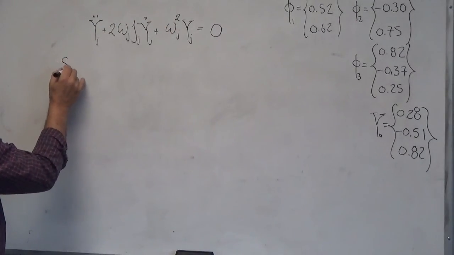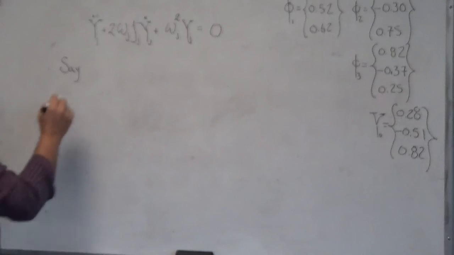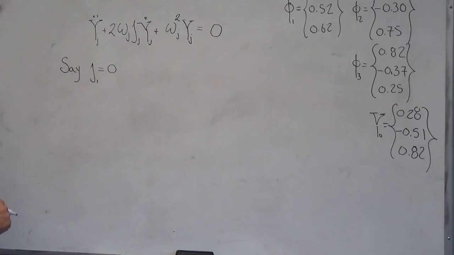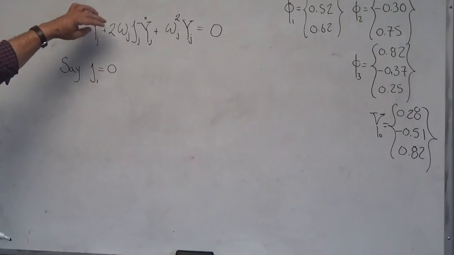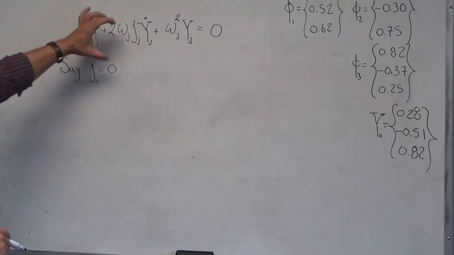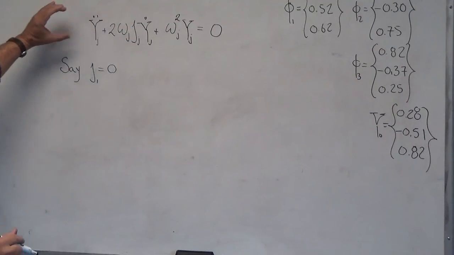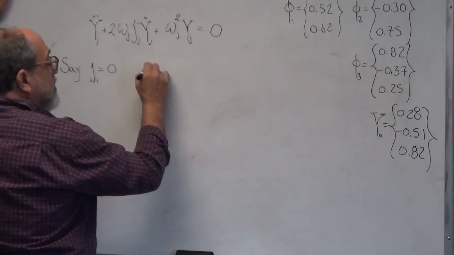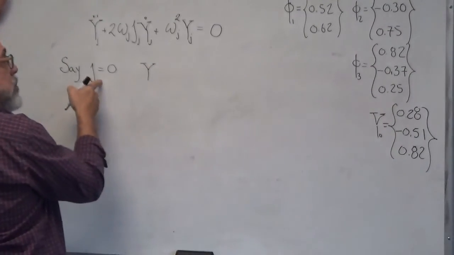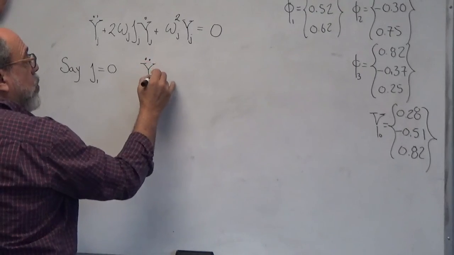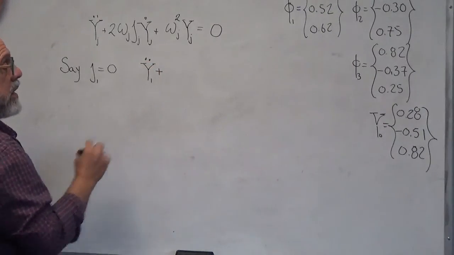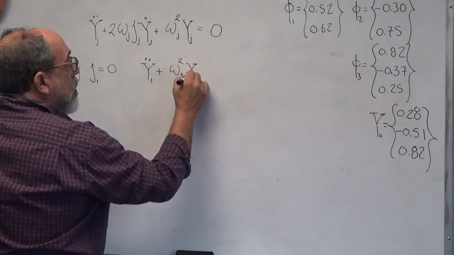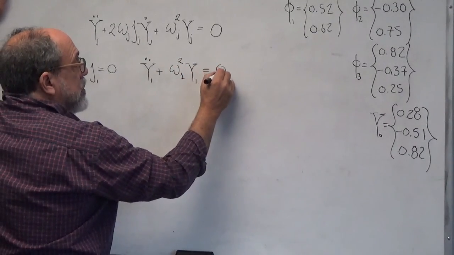So, in order for me to say it as quickly as possible, say the damping is 0 in the first mode, for example. Notice that I can choose the damping ratio as any number I would like in any mode. So let's say I take the first mode and say the damping ratio is 0. That means that the equation is y double dot plus omega 1 squared y1 equal to 0.